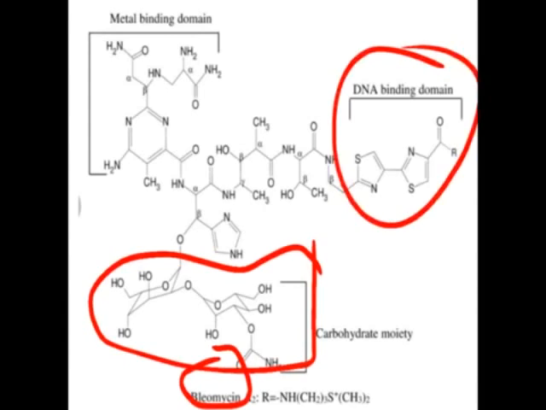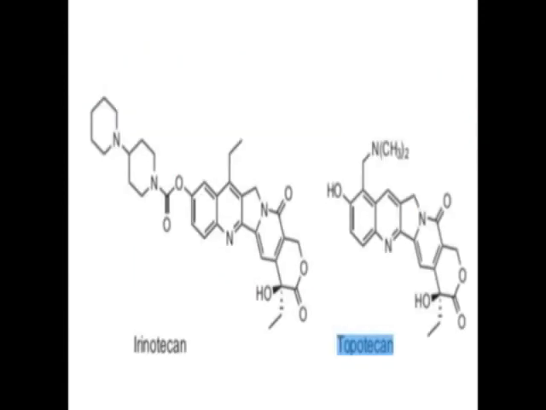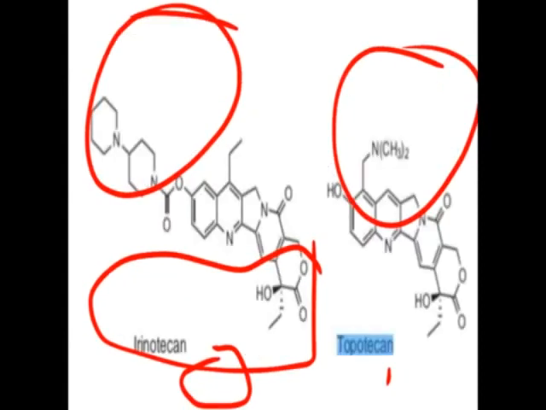In the bleomycin, the R part is this part, NHCH3 2, SCH3 2 plus. So they are DNA binding domains. They can bind to the DNA, and this is the metal binding domain. Okay, so they are responsible for binding to the metals and the different DNAs, and they are responsible for the disruption of the DNA.